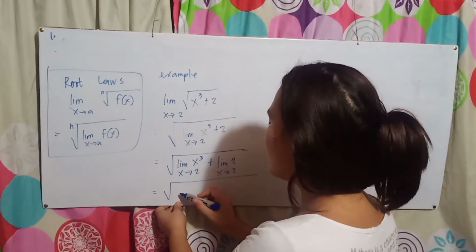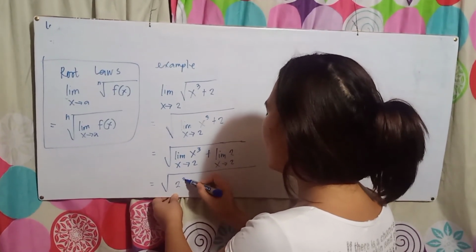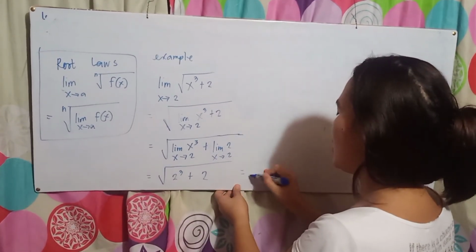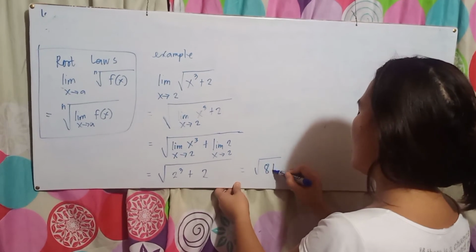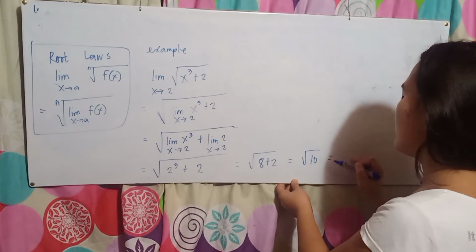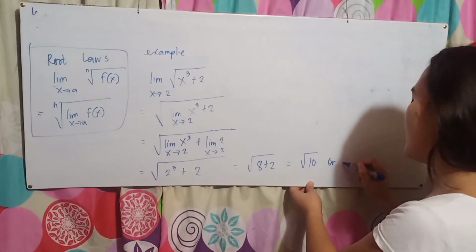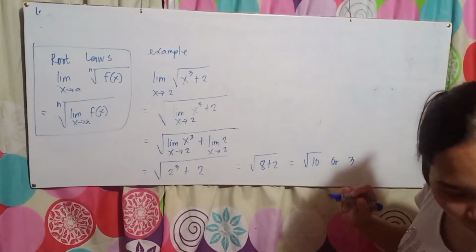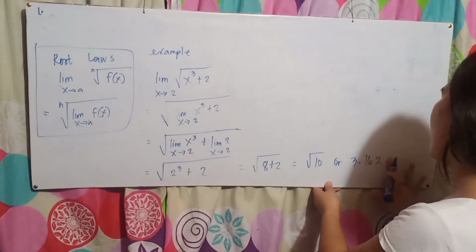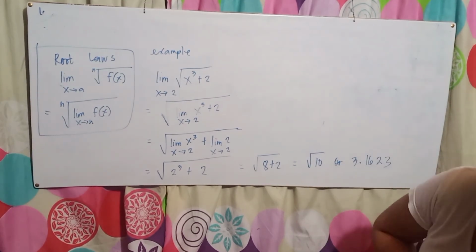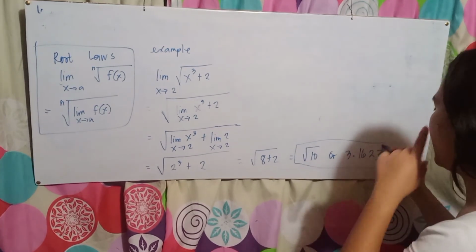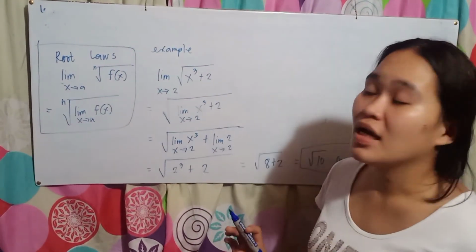So, magiging square root of 2 cube plus 2. So, magiging square root of 8 plus 2. So, magiging 8 plus 2. So, square root of 10. Or, kung i-decimal imong answer, 3.1623, kung i-round off. So, yun na yung answer. So, yun yung process using limit laws.